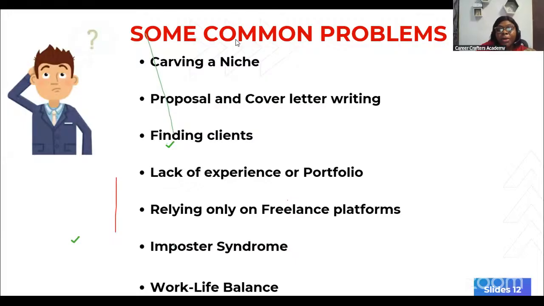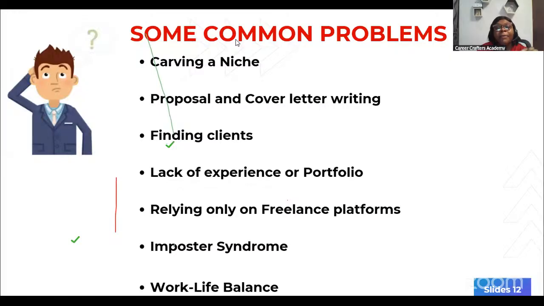Another problem. Someone might say, I don't have experience. So how do I get a portfolio, or how do I prove to clients that I can deliver? There are ways around these things, right? There are ways to get a portfolio even if you've not worked before. There are actually ways to do that.